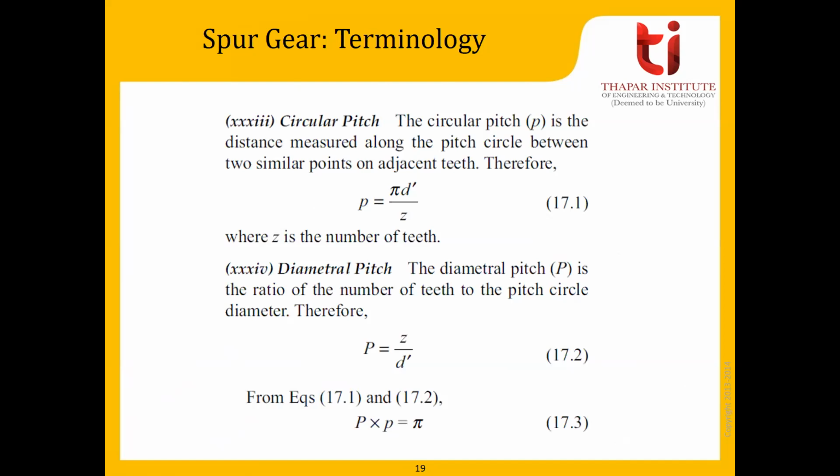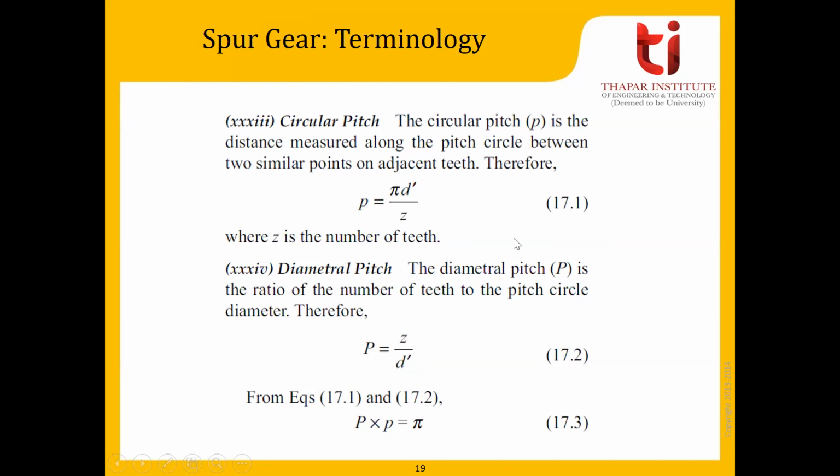So next is circular pitch. The circular pitch is the distance measured along the pitch circle between two similar points on adjacent teeth, and mathematically this is designated by pi d prime over z. Here d prime is pitch circle diameter and z designates the number of teeth. Then the diametral pitch. The diametral pitch is the ratio of number of teeth to the pitch circle diameter. This is z by d prime.